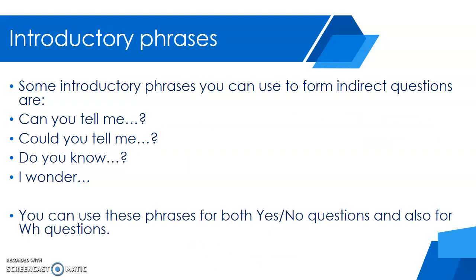Some introductory phrases you can use, like in the examples we saw, are can you tell me? You can also use could you tell me, like could you tell me if you are coming to the party? Do you know? Do you know what time it is? Or I wonder. I wonder if my mom will call me later. You can use these phrases both for yes and no questions and for WH questions. Just remember that for yes and no questions, you need to use if.